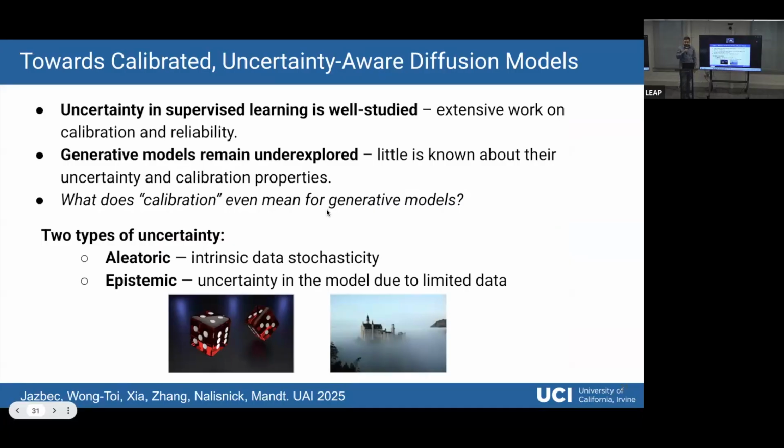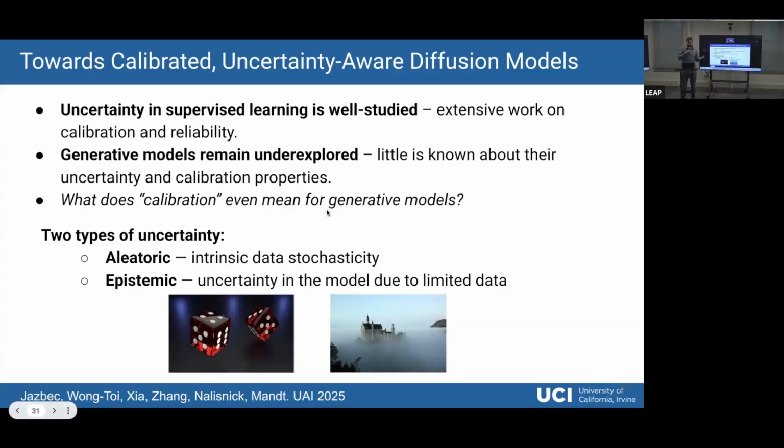And of course, calibration, which is the scientific discipline that cares about uncertainty, is very established in supervised models. There's a huge literature on calibration and different kinds of uncertainties in supervised models. But there's very little, or almost nothing, or arguably, before our work, there's not a single work that I'm aware of that dealt with calibration in diffusion models. And so this still remains critically underexplored.